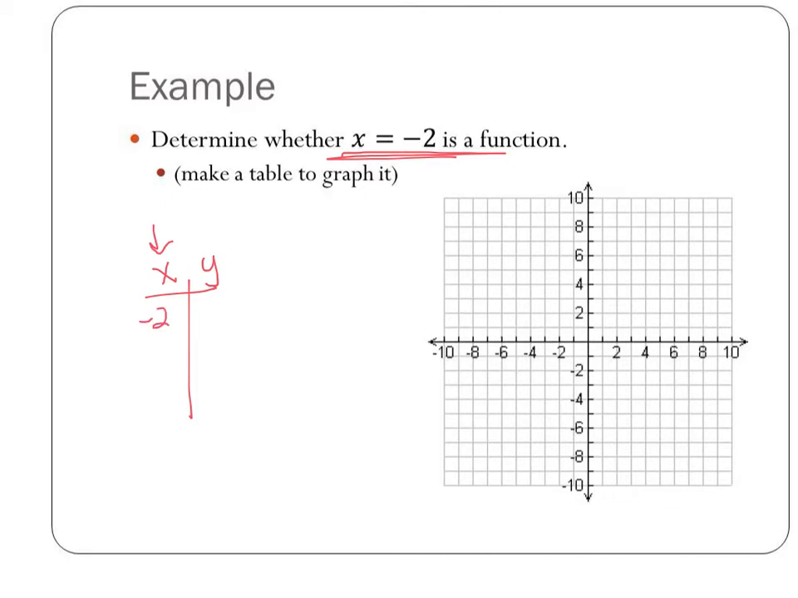Well, then what's y? There's not a y in the equation, so let's say y is 0. We need a few more points. For negative 2, maybe y is 1. Negative 2, y is 2. If we graph these points, there's (negative 2, 0), (negative 2, 1), (negative 2, 2). This is a line, and it is this line right here. It's the line where every single x is negative 2.